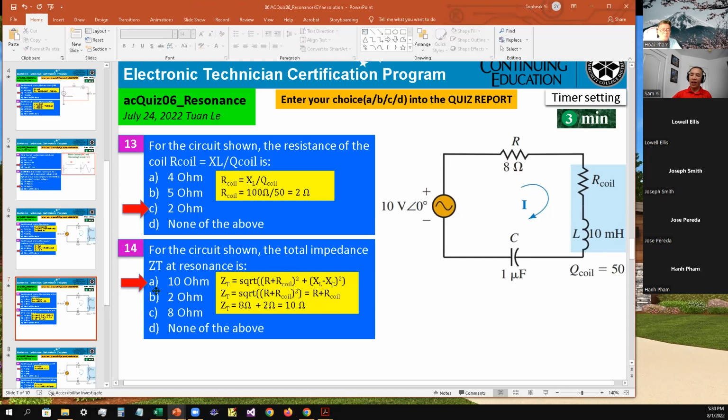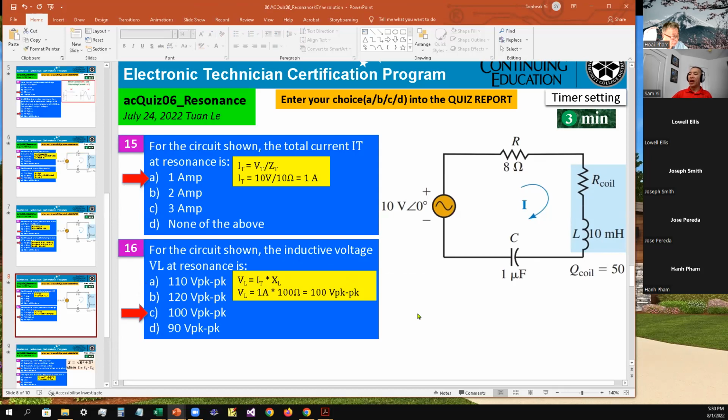For number 15, for the circuit shown, the total current IT at resonance is, so IT equals VT divided by ZT. VT is 10 volts divided by 10 ohms, so that gives you 1 amp. So A is the answer for number 15. 16, for the circuit shown, the inductor voltage VL at resonance is, so VL equals IT times XL. So you have 1 amp times 100 ohms, so you have 100 volts peak to peak. So the answer is C as in cat for 16.